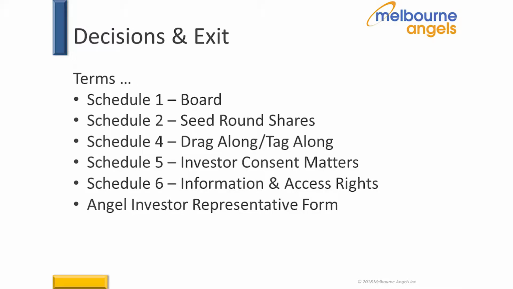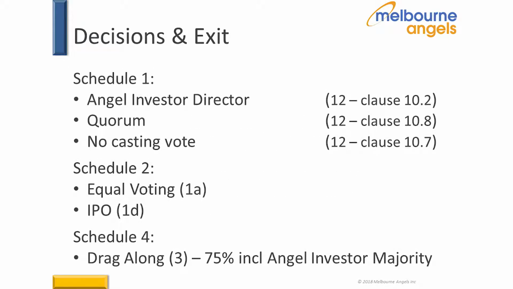So in Schedule 1, when we talk about the board, we have the option to have a number of angel investor directors, and again the numbers in brackets identify both the schedule and in this case the clause within the shareholders' deed that you could look to. But having a director on the board certainly would give us the opportunity, assuming we've put somebody there that we think does a good job in a boardroom, of promoting better decision making in the company.